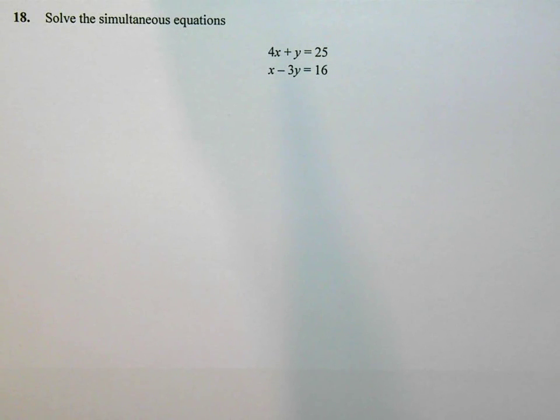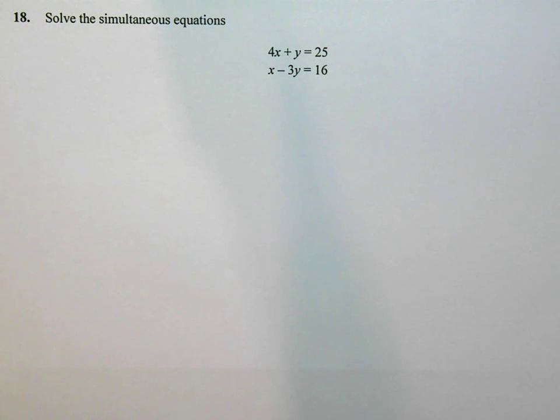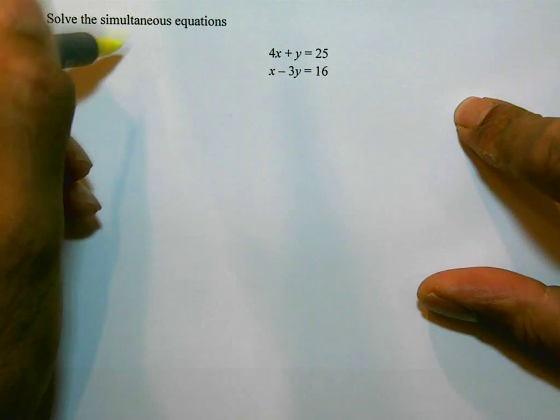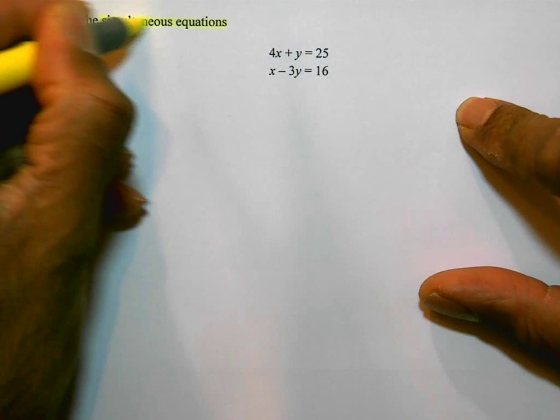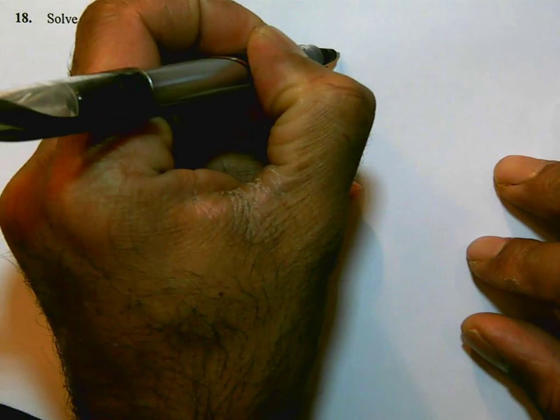This is question number 18 in the June 2014 non-calculator paper. Okay, so it's pretty straightforward from the question itself. As you read it, it says solve the simultaneous equations, right? So this question is almost, well, it is pretty much giving you a heading, telling you exactly what topic it is, and you should know exactly what to do.